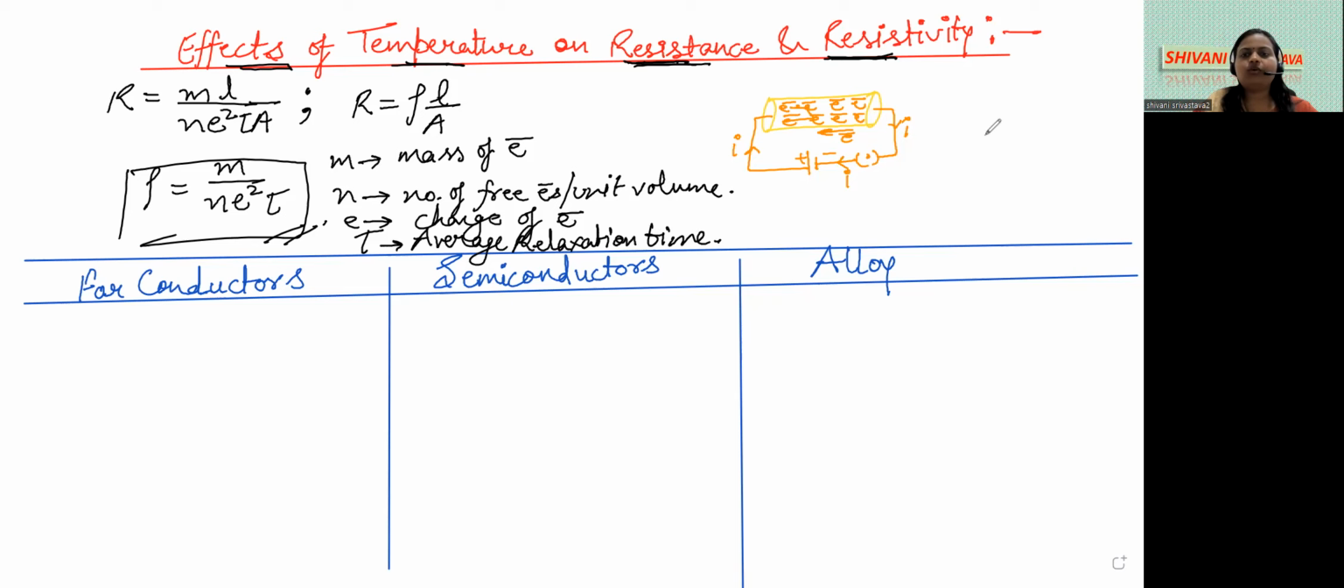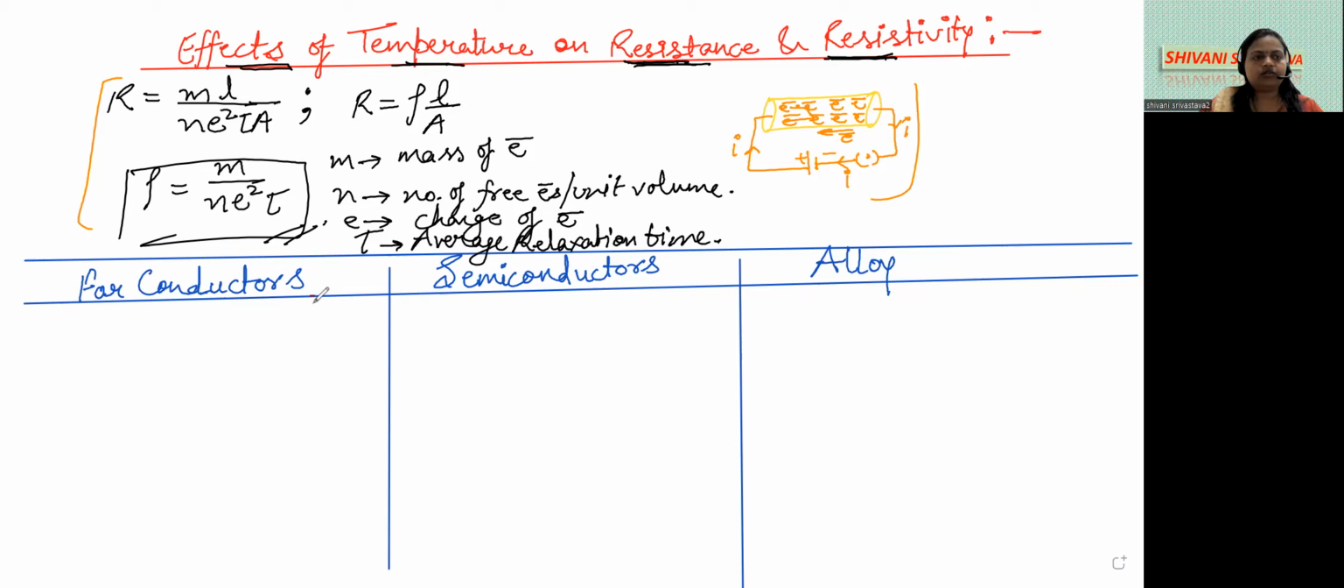Okay. So we discussed resistance and resistivity. Now we are going to discuss the effect of temperature on them. We know that when we apply a large potential difference, there will be variations in temperature also, right? With the current, the temperature will also increase. So first of all, we'll consider the conductors.